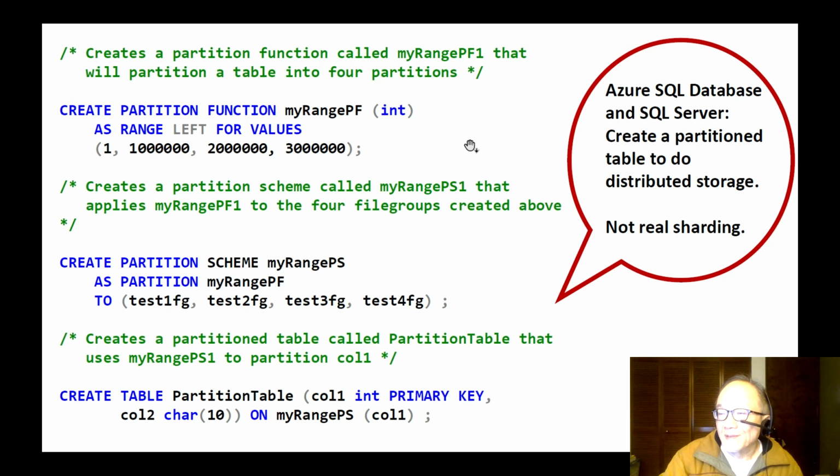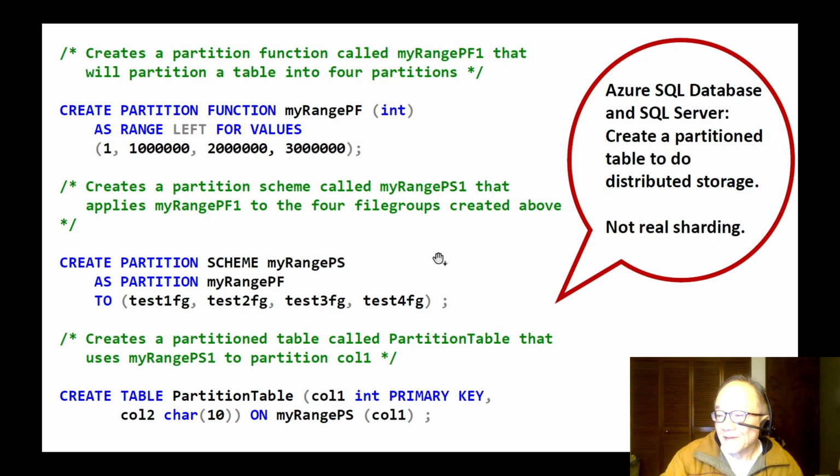First, we need to create a partition function. In our example, we have 4 ranges of data. These are the boundary values. The partition function will determine how the data is divided for partitioning.